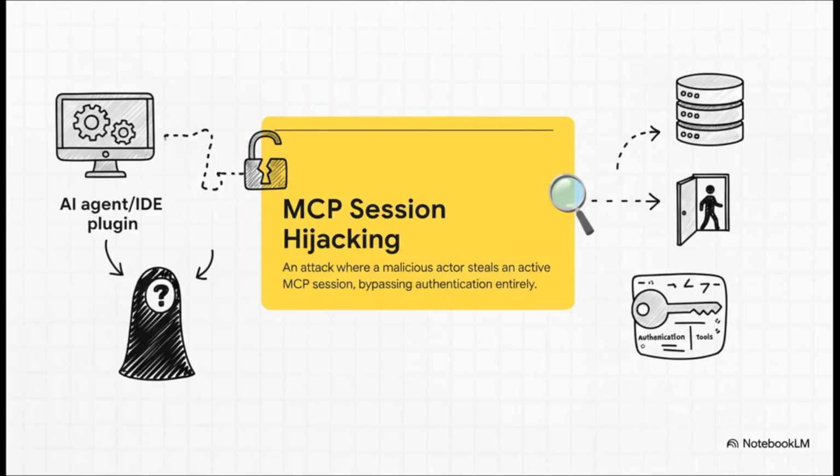So what's actually happening here? What's going on under the hood? Well, with the Model Context Protocol, or MCP for short, a session gets created anytime your AI agent, like a plugin in your code, connects to a server. Think of this session as holding the keys to the kingdom: your authentication, your capabilities, all your tools. And here is the kicker. If an attacker manages to steal that active session, they completely bypass authentication. They don't need your API key or anything. They just walk right in the front door using all your permissions.